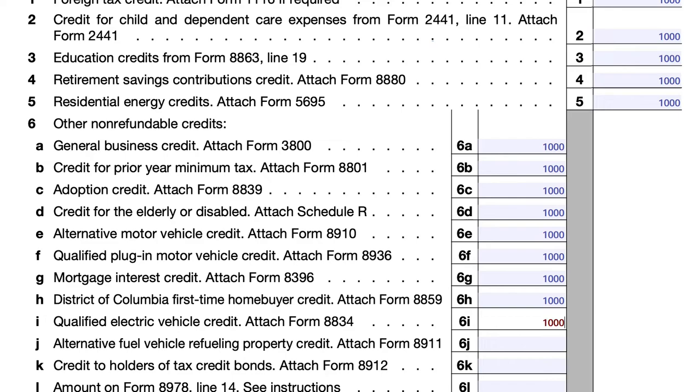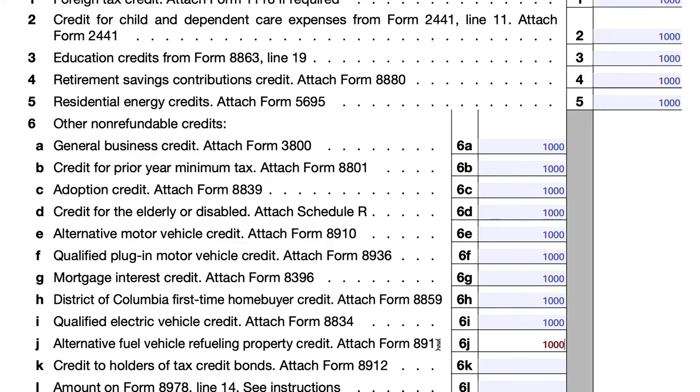In line 6I, this is the qualified electric vehicle credit. Like the alternative motor vehicle credit, this tax credit has largely been phased out and replaced with this motor vehicle credit on IRS Form 8936. So this doesn't apply for any cars that you placed into service after 2006. And you can only claim this credit if you have a carry forward from a prior tax year. So if applicable, you would attach your IRS Form 8834 to your tax return and you would claim the electric vehicle credit.